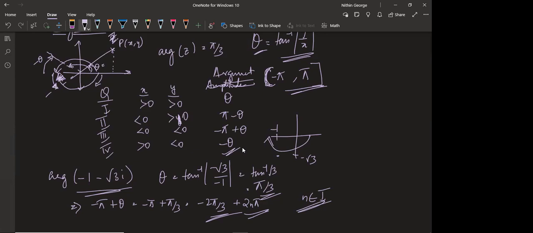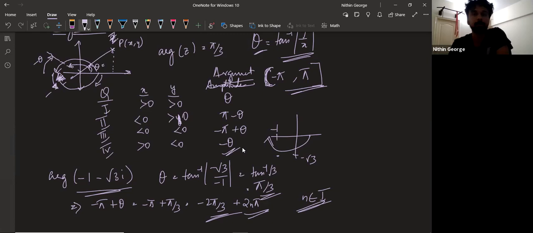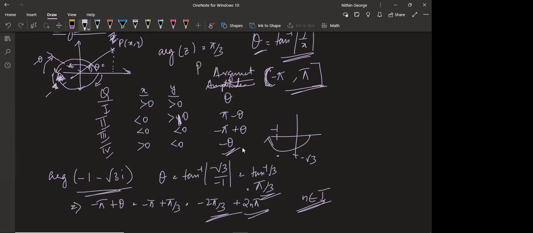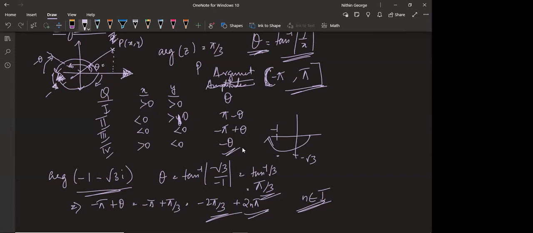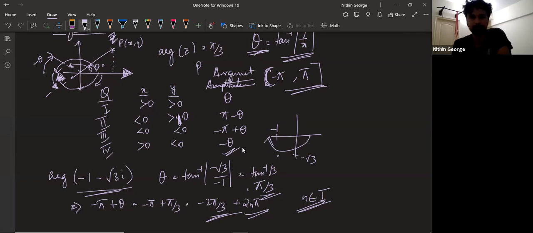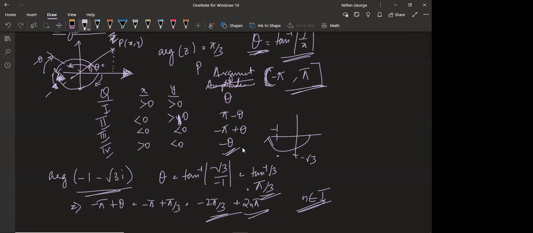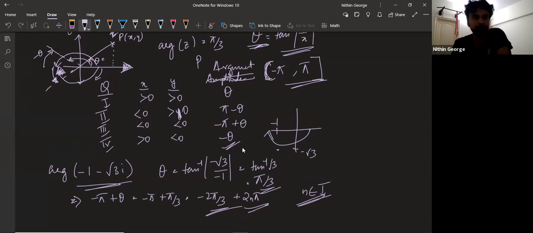Sir, one doubt. Theta is always taken along the x-axis, no, sir? The theta is taken along the positive side of the x-axis. Theta here is a first quadrant angle, which is tan inverse of mod y by x. The argument is taken with respect to the positive x-axis. That's what I meant. So here you get the argument as minus pi plus theta. Was that your doubt?